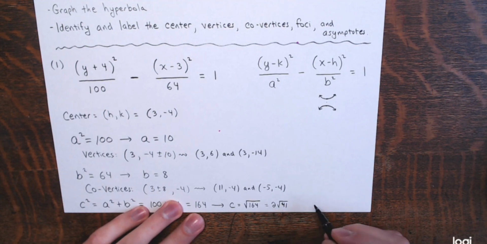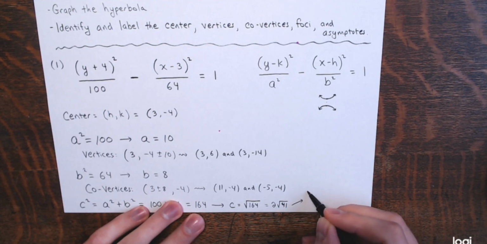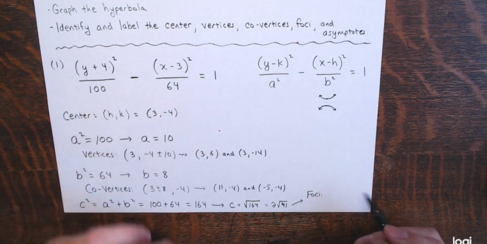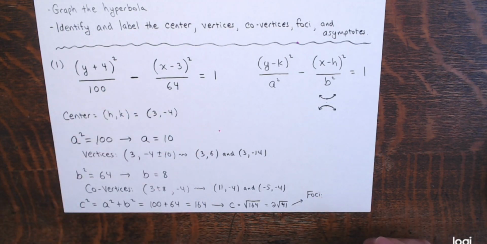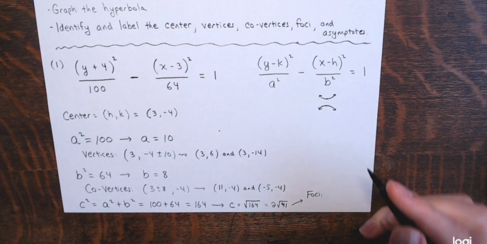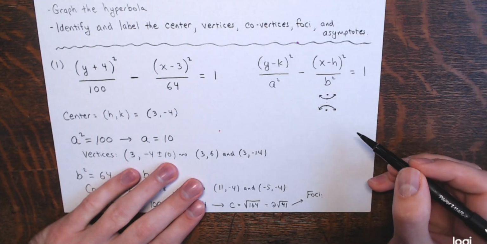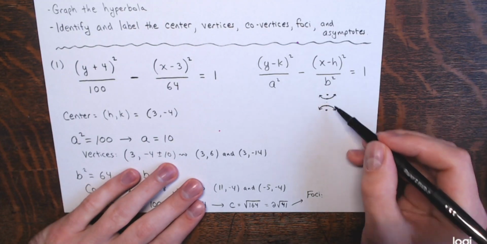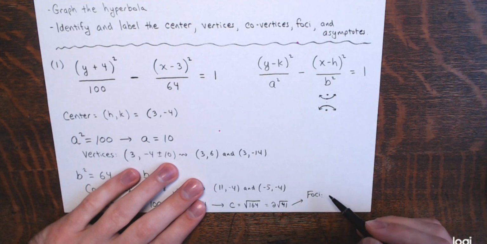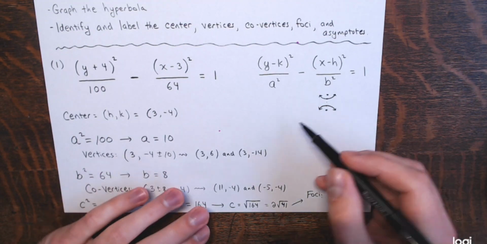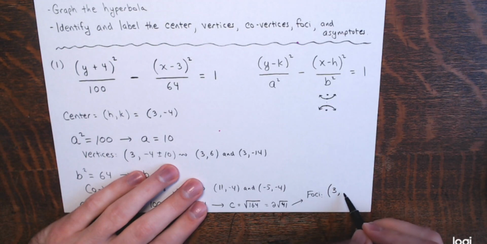But this helps me find the foci then, right? So the foci, which again are on the transverse axis, on the same line as the vertices. The vertices were above and below the center. The foci will be above and below that, right? They're surrounded by the curves. So I just take the coordinates of the center, 3, -4, but I'm going to be adding and subtracting this 2 root 41 to the y coordinate of the center.